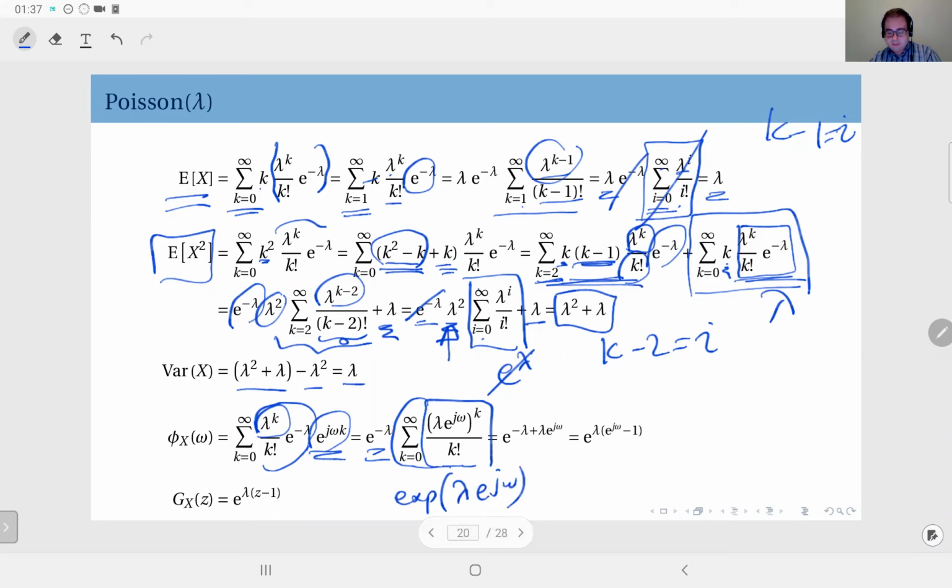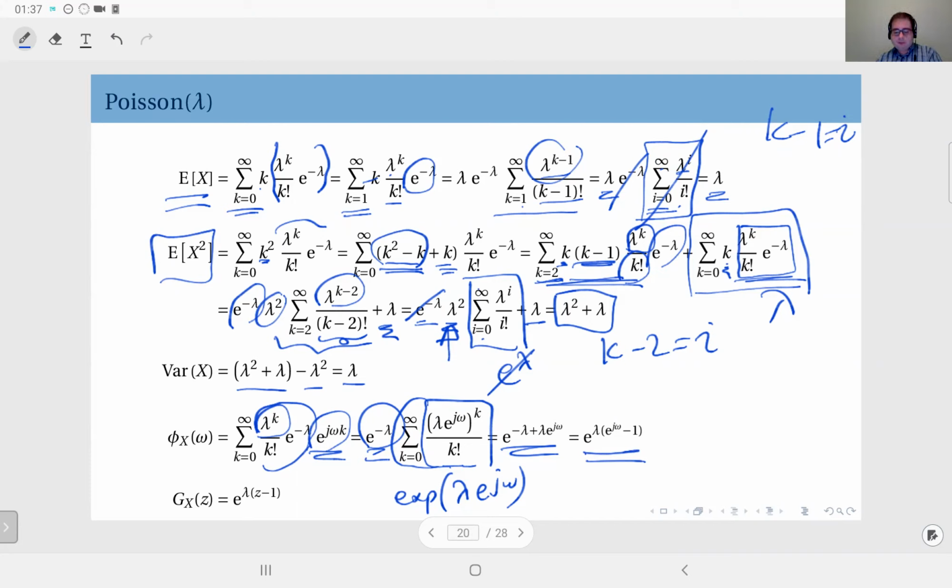Okay? So I had e to the power minus lambda here also. So I can write this as e to the power lambda times (e to the power j omega minus 1). So you have an exponential in the exponent of another exponential, but this is the function.